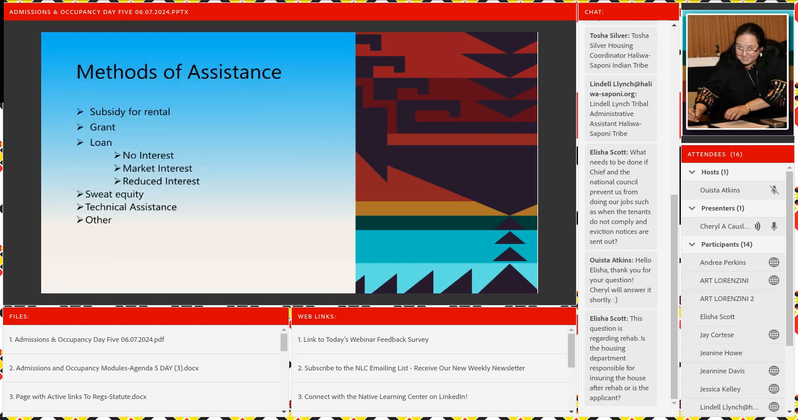Methods of assistance. You're going to give them subsidy for a rental, TBRA, grant, loan, no interest, market interest, reduced interest. What they want to know is when you put together a program, because you have to list it in your IHP, that you're doing all this math, how much it's going to cost your subsidy. Is it a one-time hit to your subsidy, or are you pledging a very large portion or a big portion by giving utility allowances and things like that out for the rest of your life? Are you going to allow sweat equity? Are you going to provide technical assistance?